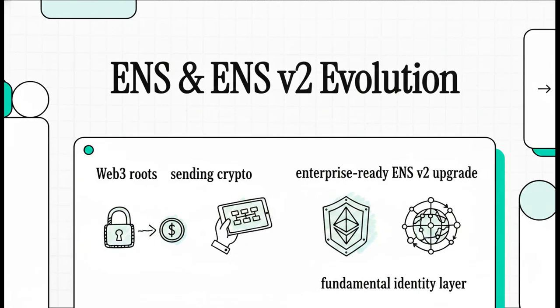Today we're diving straight into the evolution of the Ethereum Name Service. We're going to trace its journey from its early Web3 roots all the way to the enterprise-ready ENS v2 upgrade. We'll see exactly how a tool that was originally designed just to make sending crypto a little easier is actually transforming into the fundamental identity layer of the decentralized internet.